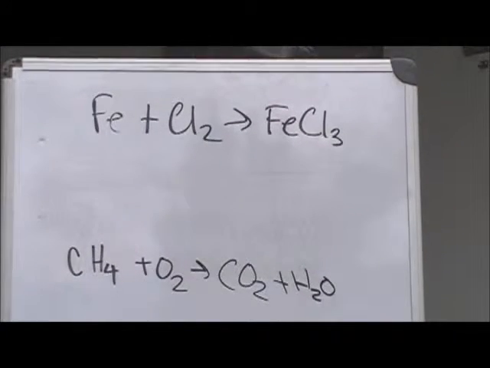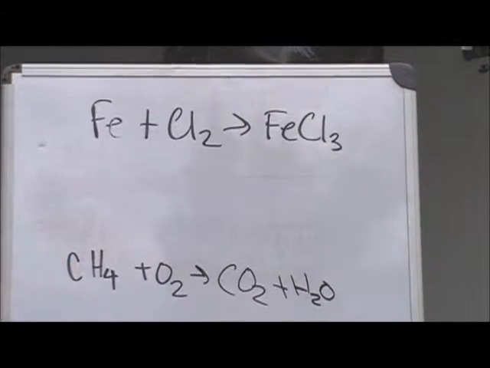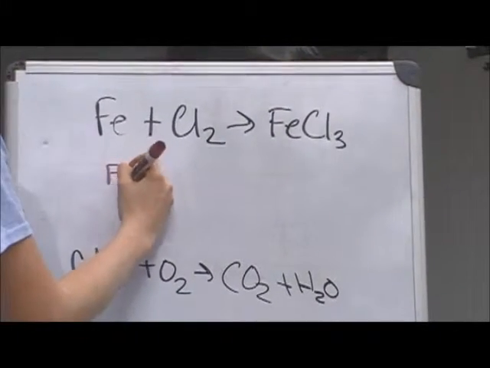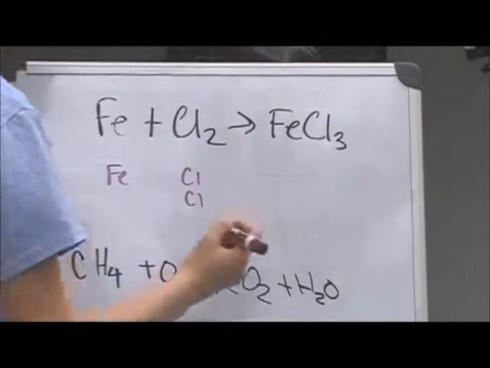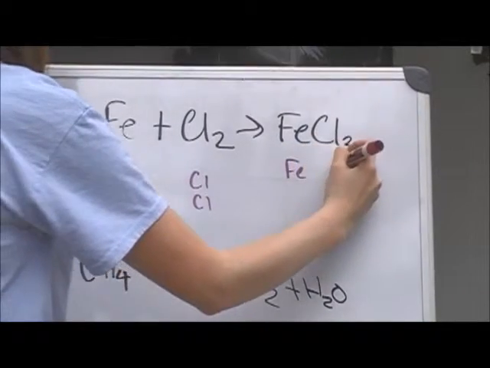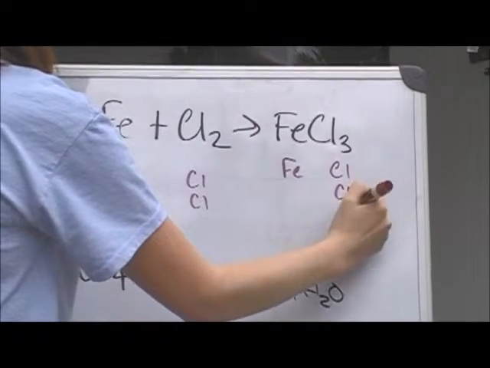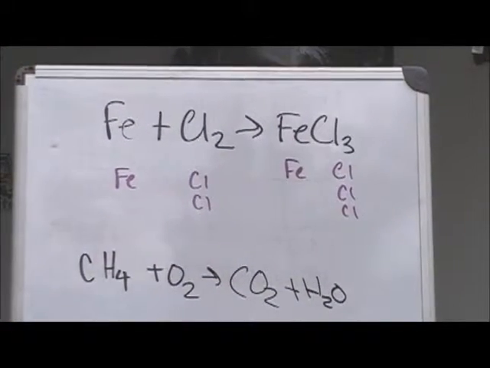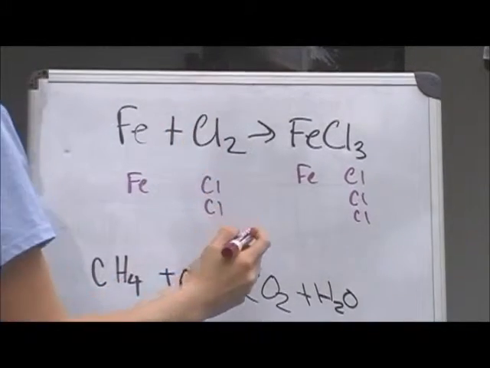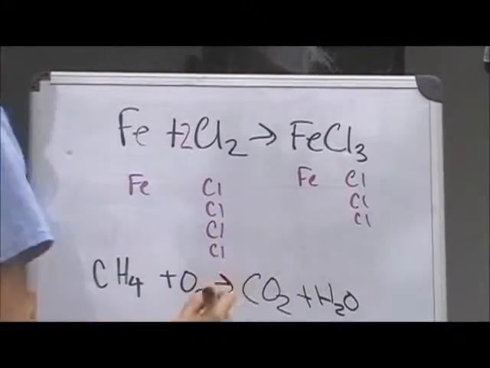So we have a few sample problems here. In the first one, we have Fe plus Cl2 yields FeCl3. So on this side, we have 1 Fe, we have 2 Cl's, and on this side we have 1 Fe and 3 Cl's. So we want to balance our Cl's. So on this side we're going to put 2 Cl's, so this will have 4 Cl's.